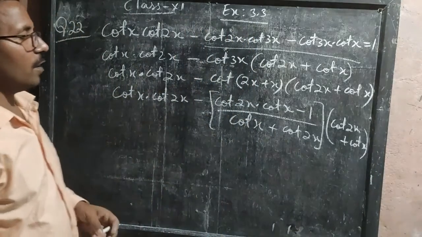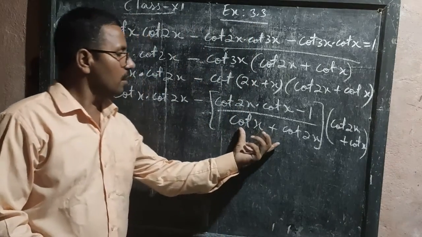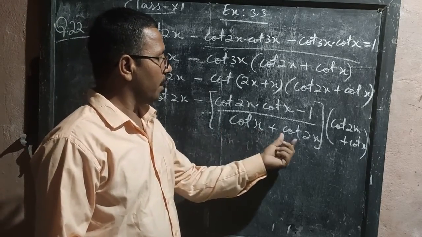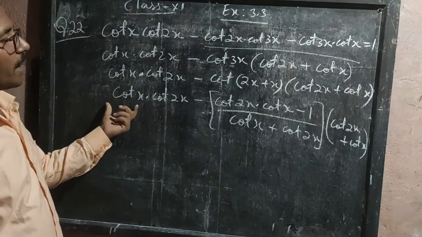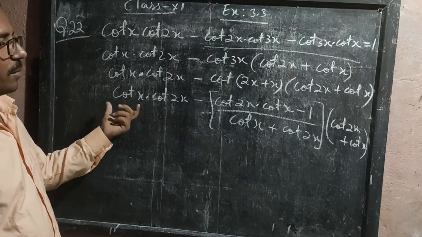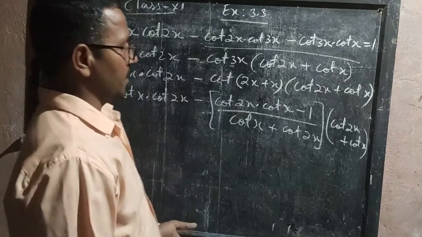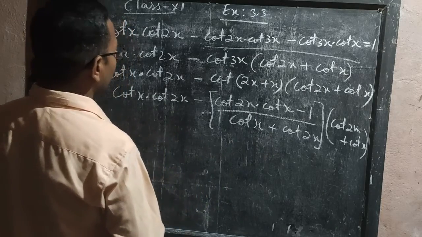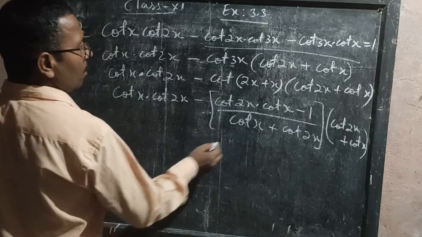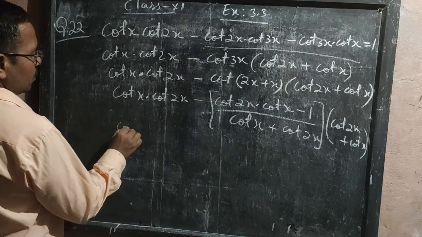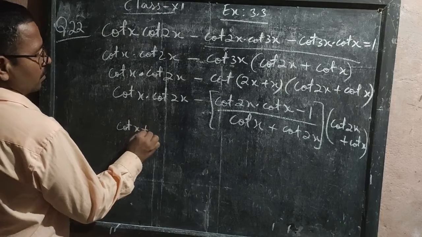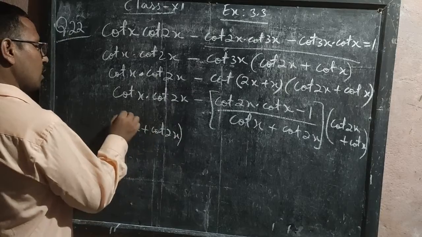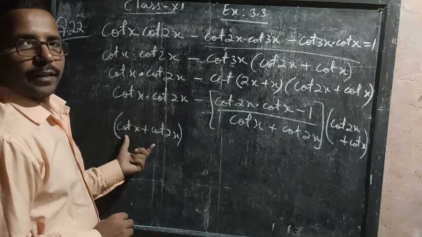So now students, what can we do here? We can take the LCM of these two terms. If we take the LCM, how much will we get? Cot 2x plus cot x. This term will be multiplied here, and the denominator will remain as it is. Just getting it common from these two terms, we get cot x plus cot 2x, after taking the LCM.